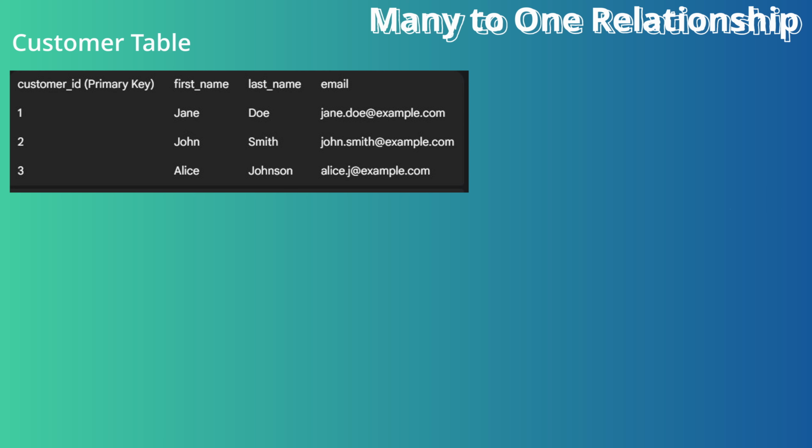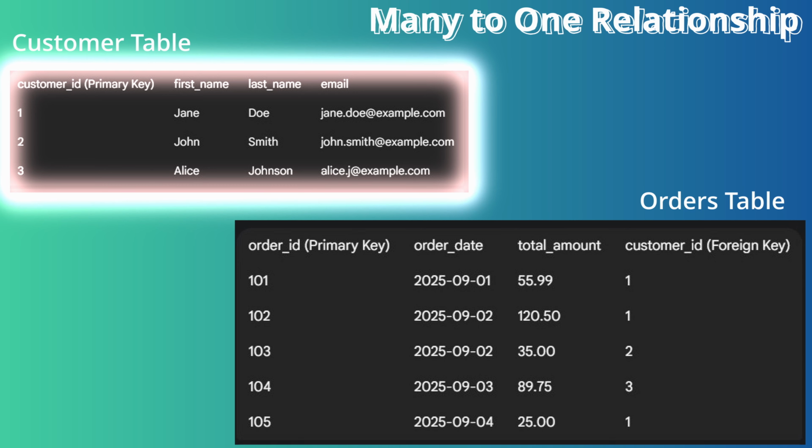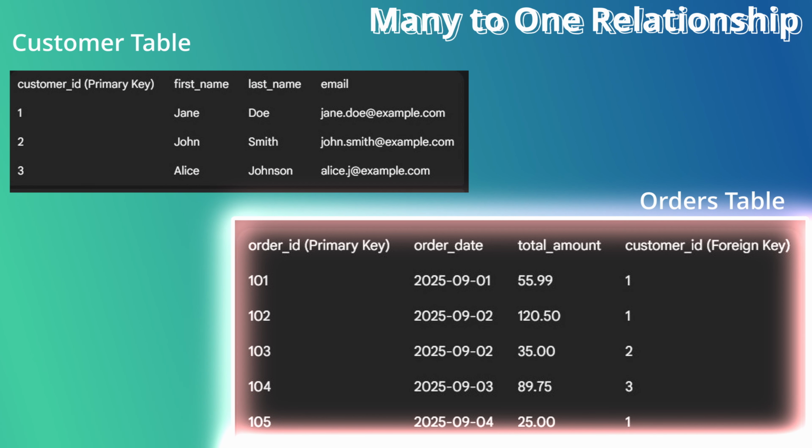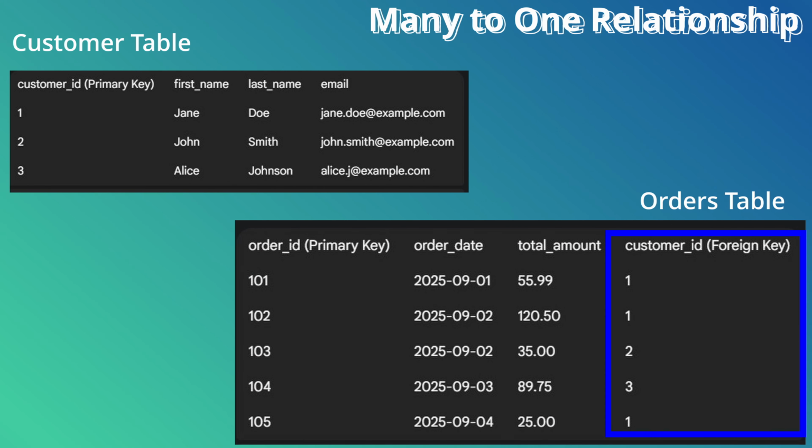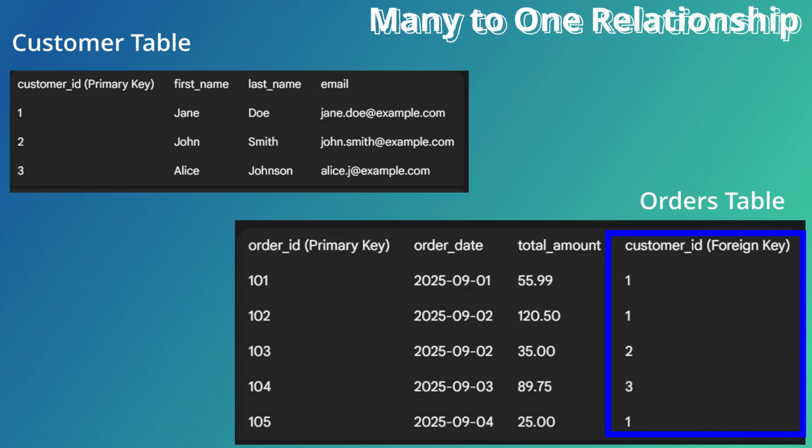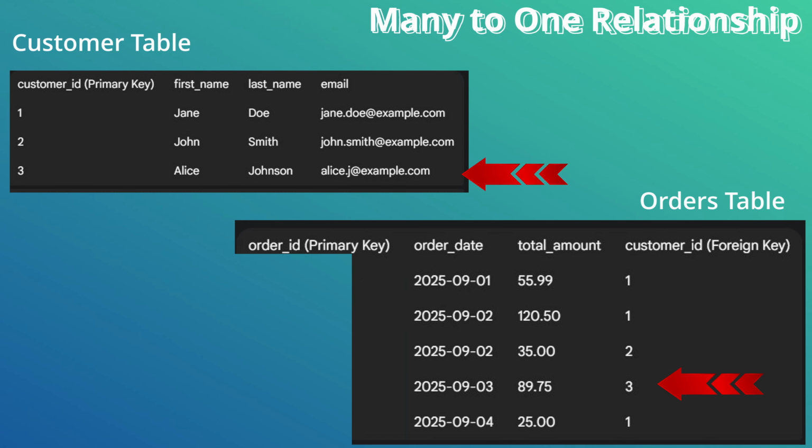2. Many-to-one relationship. The real-time example for many-to-one is e-commerce customers and their orders. Customer table on the left, orders table on the right. The customer ID foreign key column on the right side links the two tables. This is a many-to-one relationship because one user can be associated with many orders. The first customer has placed 3 orders. The second customer has placed 1 order. The third customer has placed 1 order.